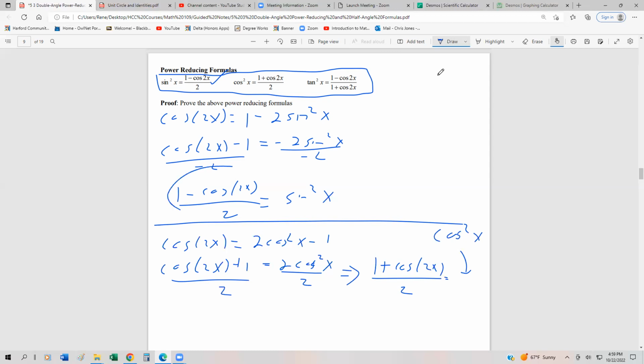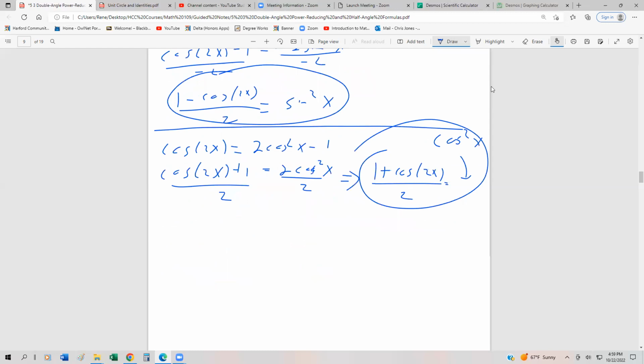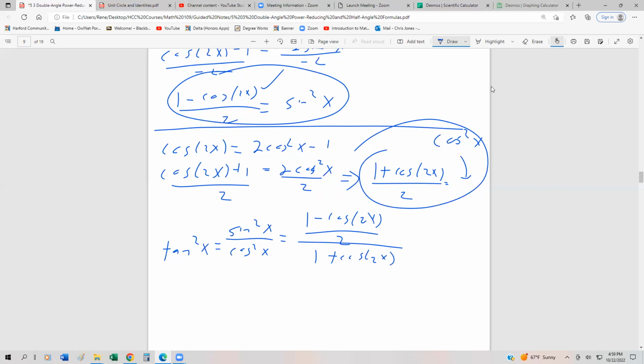And so the last one we have to prove is the tangent, okay? And tan square. Now remember, we can write tan square as sine square over cos square. So tan square of x is the same thing as sine square x over cos square x. And we know sine square can be written as this, 1 minus cos 2x over 2. And we know cos square can be written as 1 plus cos 2x divided by 2. Right? The 2's would cancel out. We'd multiply by the reciprocal. And that gives us 1 minus cos 2x divided by 1 plus cos of 2x.